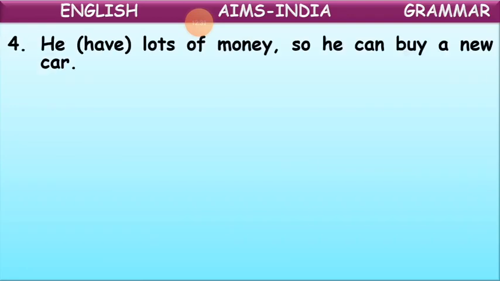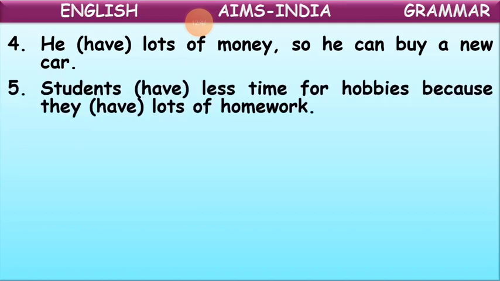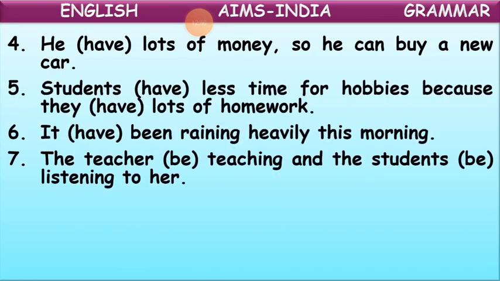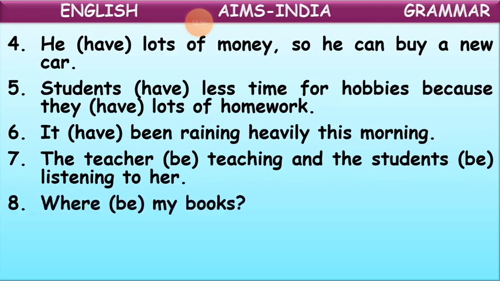He have lots of money, so he can buy a new car. So before exercise we have changed the be verb. Here you are having have verb. Okay. And for have, what did I say, children? You have three forms, that is have, has and had.